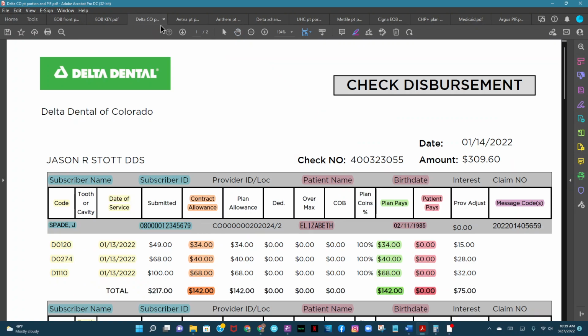First, we're going to pull up a Delta EOB. Locating first the patient name. As you see here, it's Elizabeth. There is no last name given. We do have a birthday on here for 2/11 of 1985.